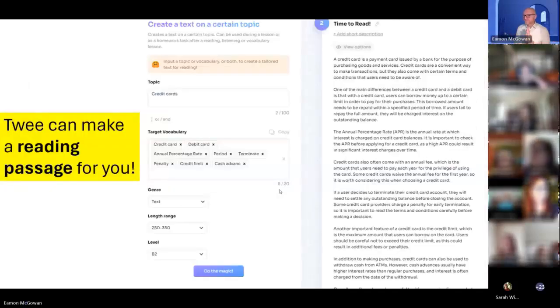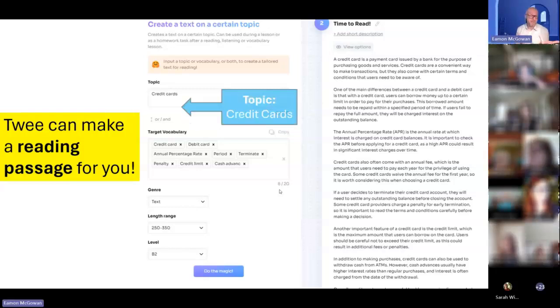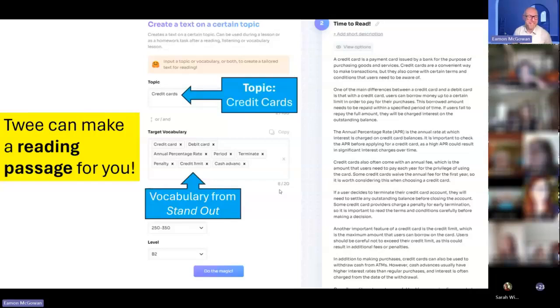All right, so TWE can make a reading passage for you. For example, in Standout 4, there was a great article on credit cards, but I wanted a test on credit cards, and I needed something different. So I needed a reading test. I put in our topic, credit cards, and some of the vocabulary that we've been learning in class, and asked it to produce a reading passage for me. As you can see, it did, over here on the right side. And you can adjust the level. As you can see here, this does use the Common European Framework, B2, you see here at the bottom.